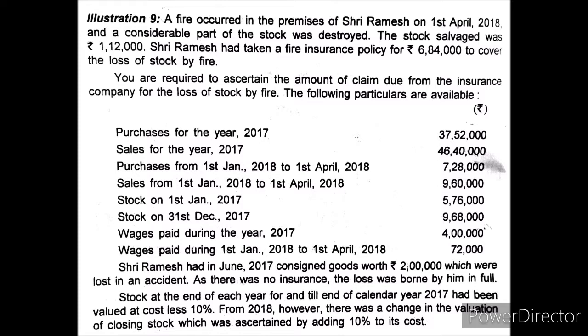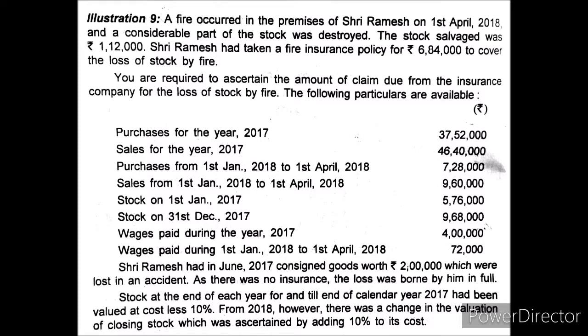So the information provided: first you have purchases for the year 2017. So 2017 means it provides information for the previous year. The fire occurred on 1st April 2018. Sales for the year 2017, again previous year information. Purchases from 1st Jan 2018 to 1st of April 2018, that is from the beginning of the current year to the date of fire, 7,28,000.